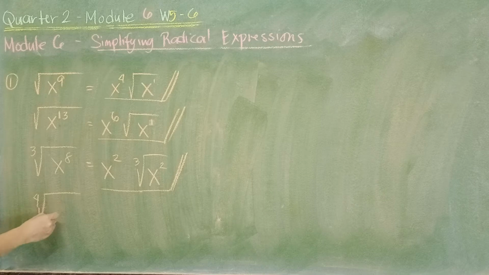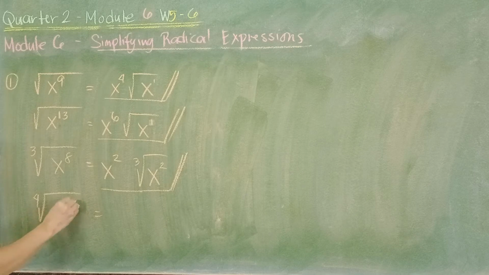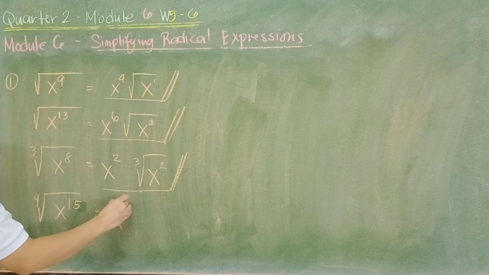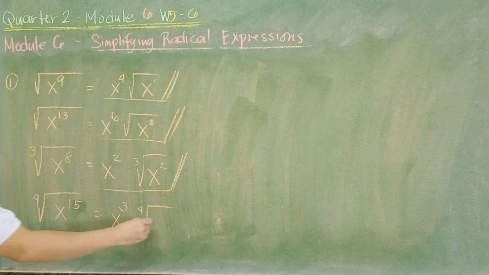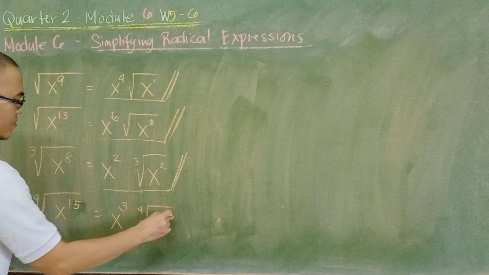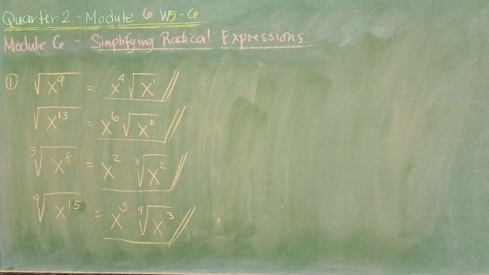Fourth root of x raised to 13. Let's say 13 or 15. 15. Now, paano yung fourth root of x raised to 15? So again, i-divide mo. 15 divided by 4. So this is x raised to 3. Tama? Kasya yung tatlong 4 dito sa 15. Pero may remainder ka. Ilan yung remainder? Yung remainder mo is 3. 15 divided by 4 is 3, remainder 3.